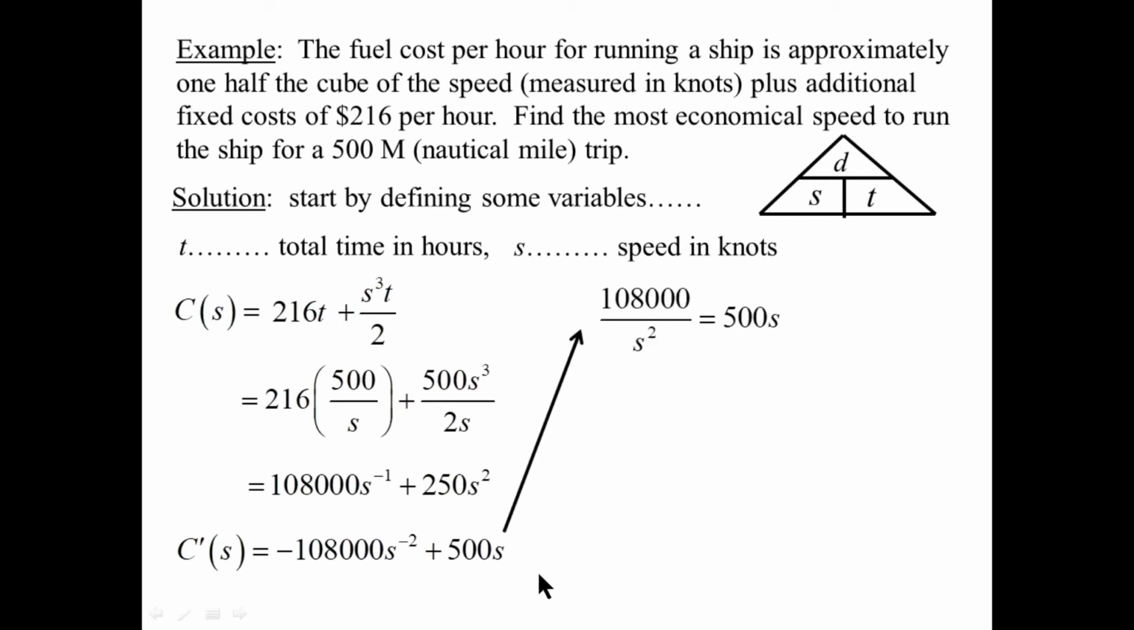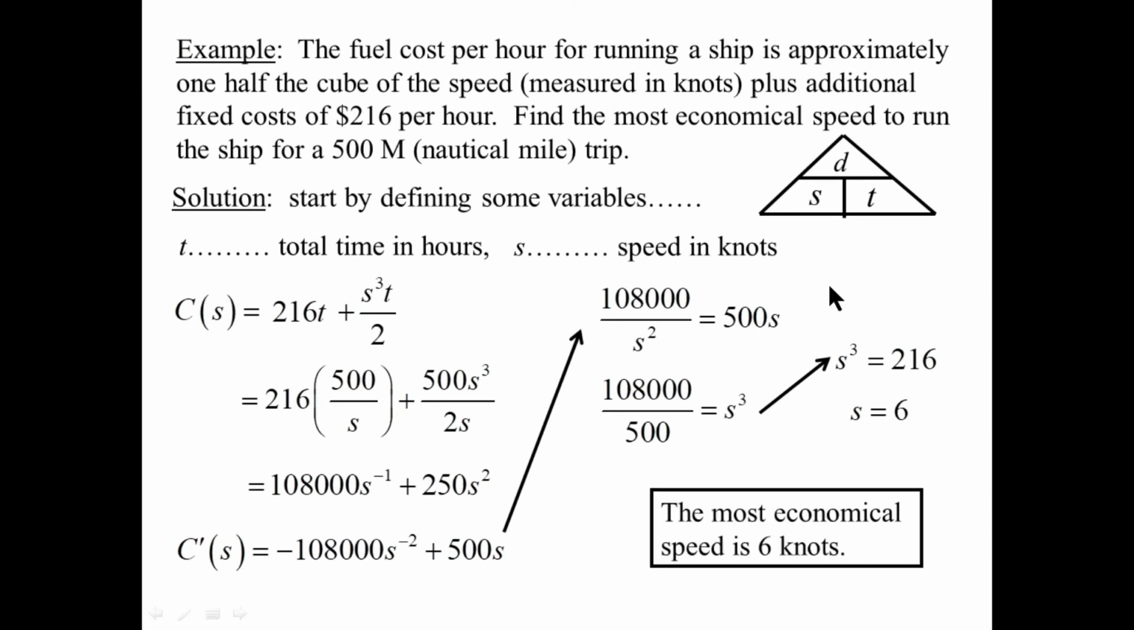Prime it, zero it, set it equal to 0. Now, if this is 0, this negative term can be pulled across this equal sign and made positive. And so we've got a term equals a term, kind of like the last example. And we'll multiply the s squared over to join it up with that s squared, to join it up with that s to make an s cubed. And divide both sides by 500. Do it on a calculator if necessary. Take the cube root of both sides, and we have our speed, s equals 6. And at s equals 6, we've minimized the cost. The most economical speed is 6 knots.